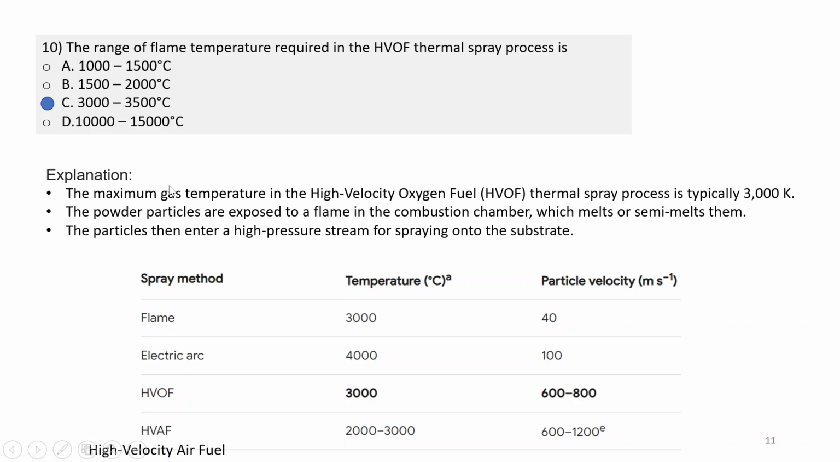So the maximum gas temperature in the HVOF thermal spray process is typically 3000 Kelvin. The powder particles are exposed to a flame in the combustion chamber, which melts or semi-melts them. The particles then enter a high pressure stream for spraying onto the substrate. Here the particle velocities are given as well as temperatures for these various processes. Temperatures are given in degrees Celsius. So for HVOF we can see it's around 3000.